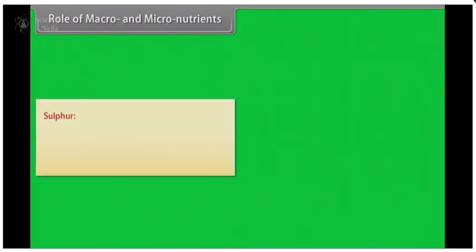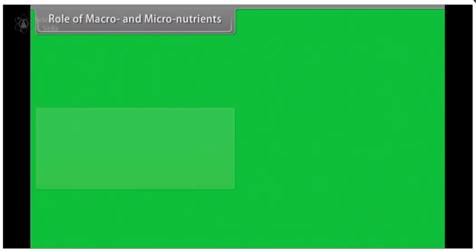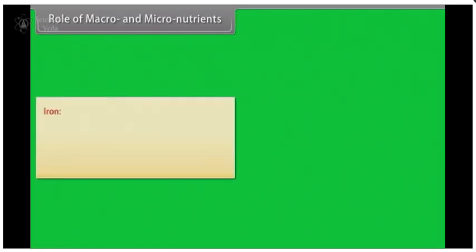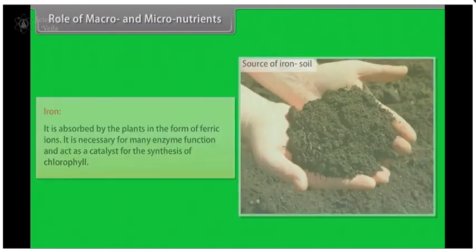Sulfur. It is a structural component of amino acids, vitamins and enzymes. It gives flavors to many vegetables. Iron. It is absorbed by the plants in the form of ferric ions. It is necessary for many enzyme functions and acts as a catalyst for the synthesis of chlorophyll.